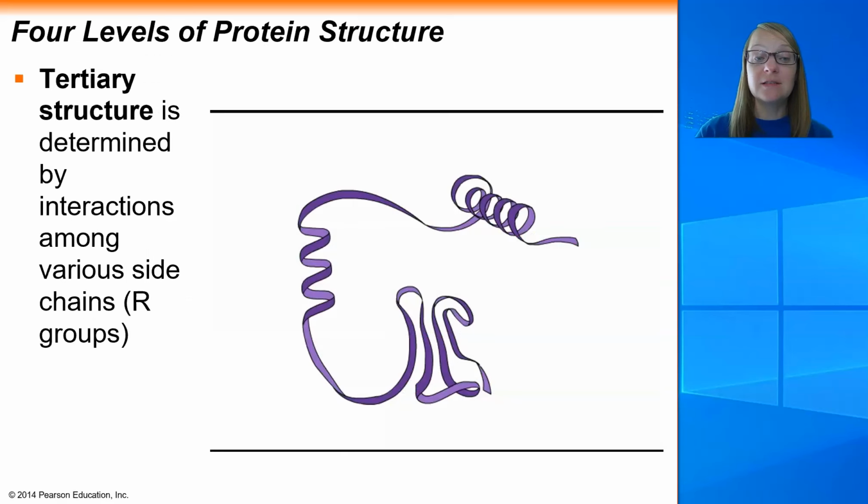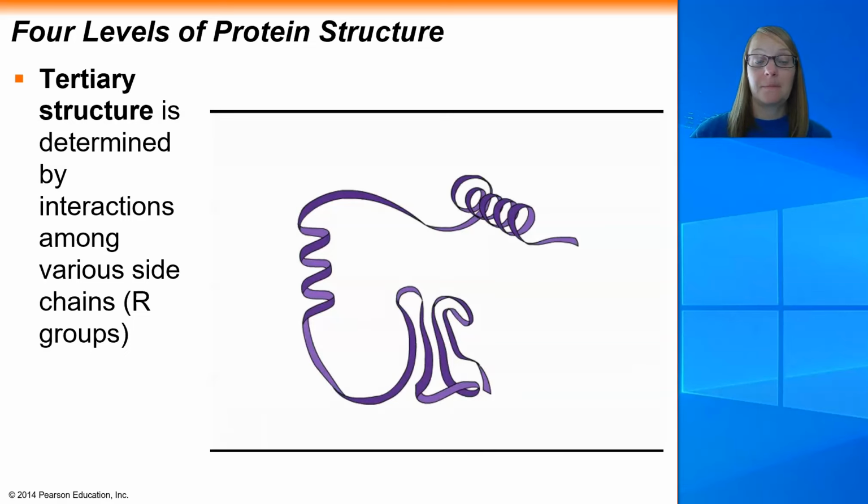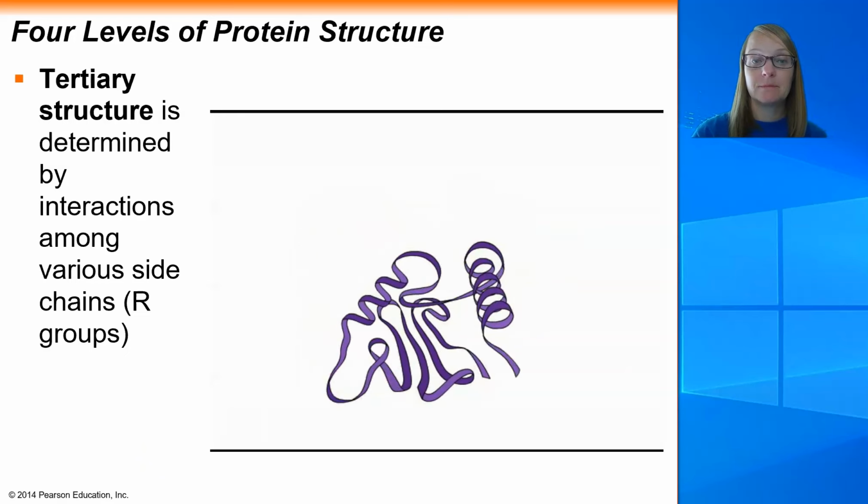Once you have your alpha helices and your beta pleated sheets, then you can get to tertiary structure. And this is where you take those existing shapes and you kind of blend or mesh them all together to give the polypeptide its final shape. So let's take a look at this animation. Superimposed on primary and secondary structure is tertiary structure, irregular loops and folds that give the protein its overall three-dimensional shape.